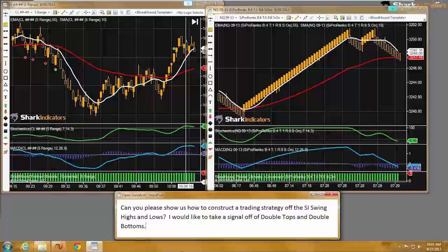So we'll take last week's theme, where we were looking for an indicator or for price to break the previous pivot swing point, but now we'll use the swing highs and lows and try to determine when a double top or double bottom occurs.